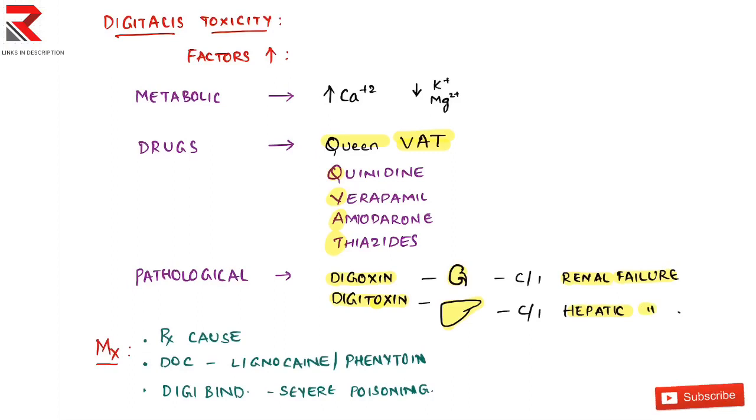How do you manage this toxicity? Find the cause and then you can treat. If it is a metabolic problem, then you can correct the electrolyte imbalance and you can treat the digitalis toxicity. Okay, if it is associated with any drugs, just stop the drugs, then automatically it can be treated. Or is it related to a pathological variant? You have to treat the cause, that's it. And the main drug of choice here is lignocaine or phenytoin. And nowadays we find a drug that is digibind. So this binds with digitoxin or digoxin and then removes it from the body. So this is used in severe poisoning.